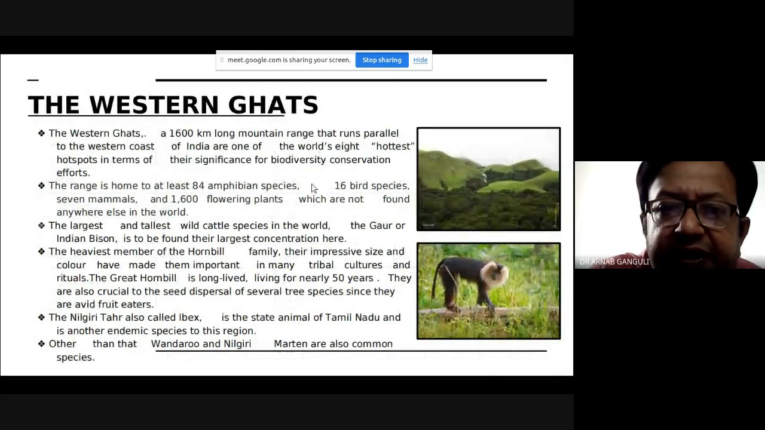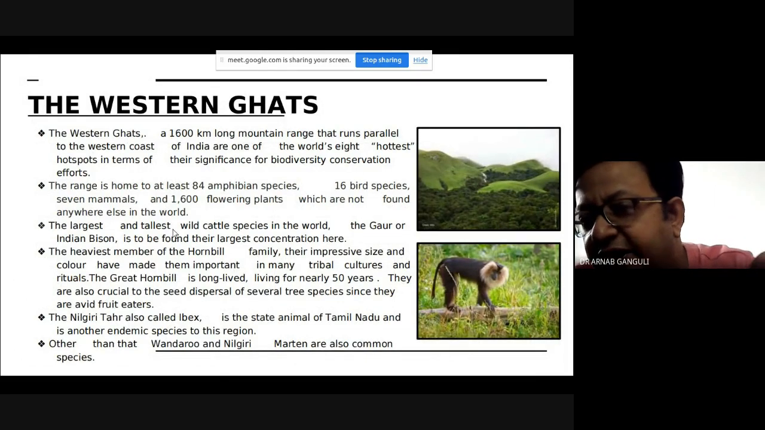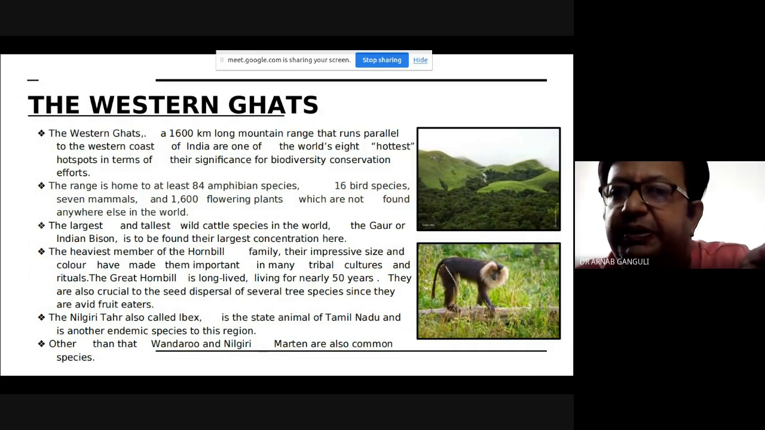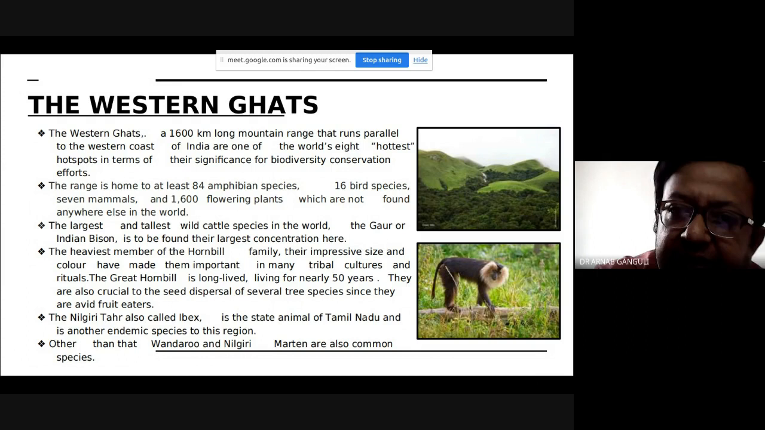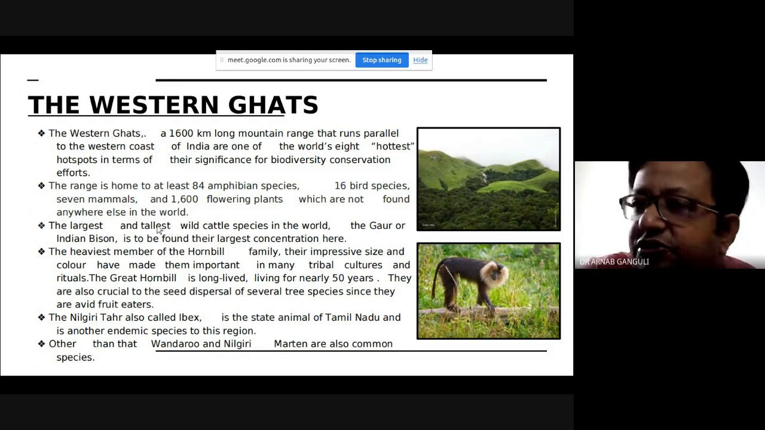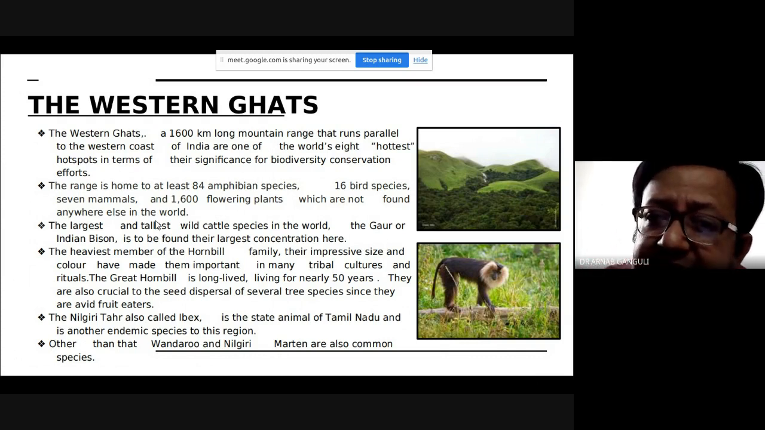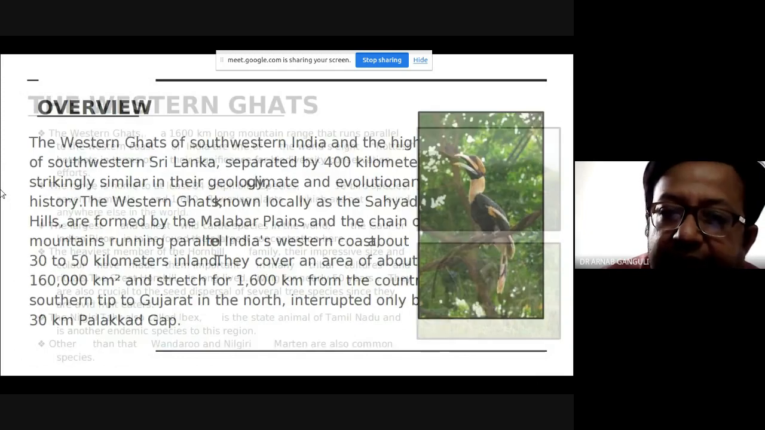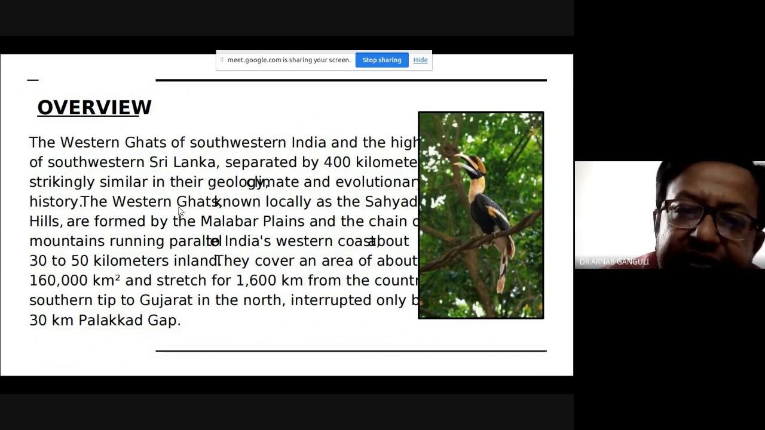Western Ghats, this is very important. Western Ghats is the western side of India, the Konkan coast of Karnataka, then you have Goa, some of Maharashtra, and to some extent it goes up to Mount Abu in Rajasthan. That is the Western Ghats. So when your train goes towards Bombay, you go through Khandala and Pune and all these areas. This is Western Ghats. It's very rich in wildlife diversity. This is southwestern India to southwestern Sri Lanka, separated by 400 kilometers, strikingly similar in their geology, climate, evolutionary history.